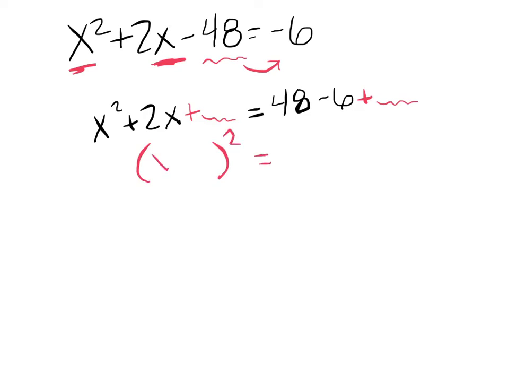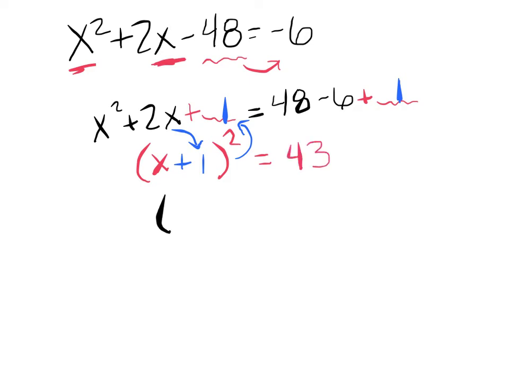Now we're going to have x, and here's where b divided by 2 comes in. B divided by 2 is 1, all squared is 1, and since we didn't have to deal with factoring out any a's, we also added 1 to the other side as well. So we have x plus 1 squared equals 48 minus 6 plus 1. So I think that's 43.